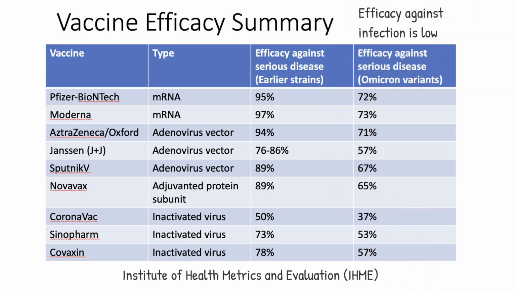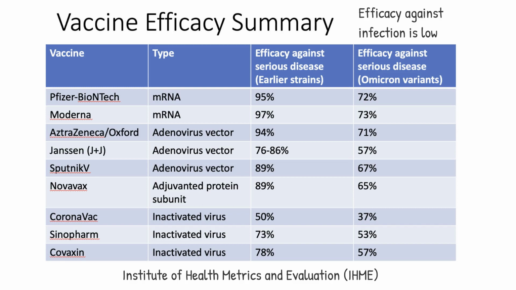Here is a table summarizing the effectiveness of the current vaccines as determined by the Institute of Health Metrics and Evaluation, IHME. The most important assessment is the ability of each vaccine to prevent serious disease and hospitalization. The mRNA vaccines, Pfizer and Moderna, have the highest efficacies of 95 to 97% protection from severe disease caused by the ancestor strain, as well as the Alpha and Delta variants.